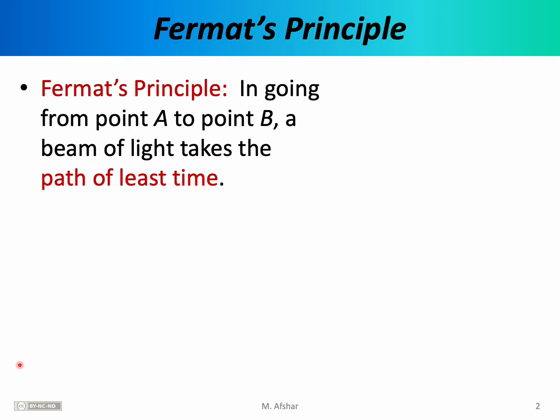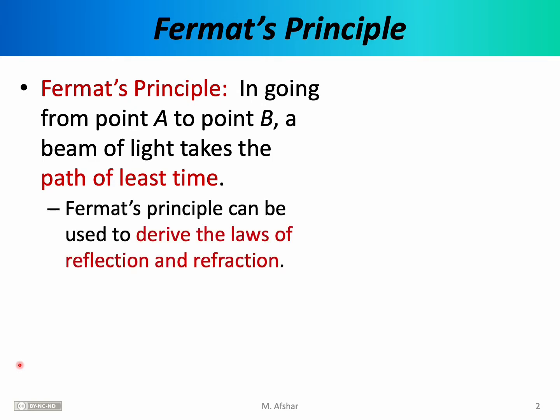Fermat's principle states that in going from point A to point B, a beam of light takes the path of least time. Fermat's principle is important because it can be used to derive the laws of reflection and refraction, both of which we've discussed in previous lectures. The details of those derivations are not important for us here, so I will provide only an outline of how these laws can be derived.